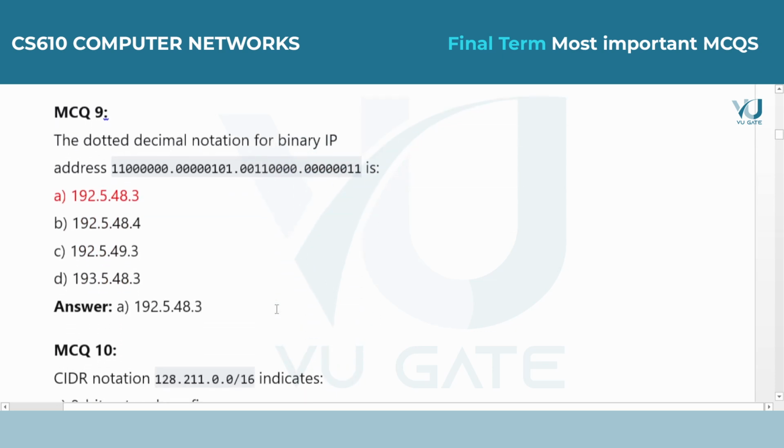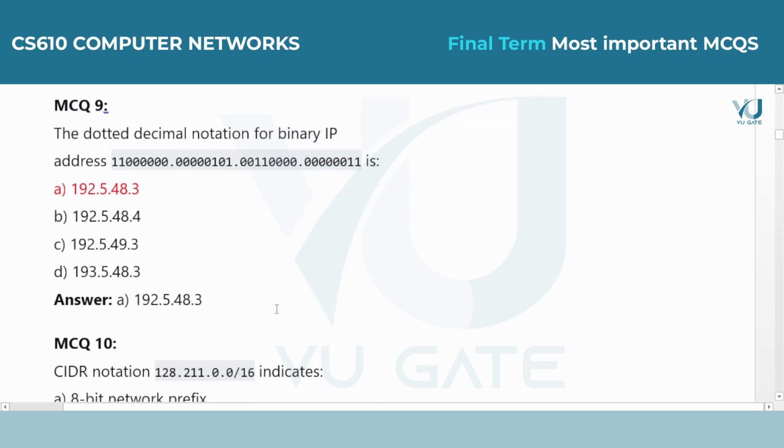MCQ 9. The dotted decimal notation for binary IP address is. Answer: A, 192.5.48.3. Concept: by converting each 8-bit binary block into decimal, it becomes 192, then 5, and so on.